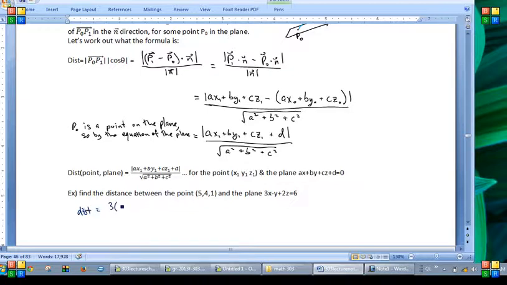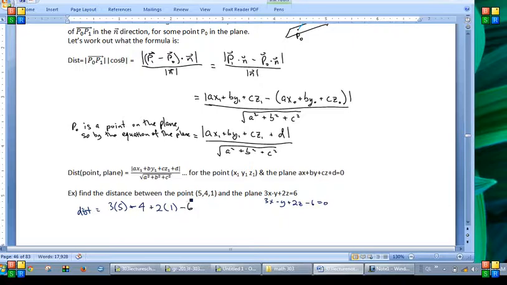So 3 times the x value, minus the y value plus 2z. And then what do we do here? We have to move the 6 over. So we have to realize this is 3x minus y plus 2z minus 6 equals 0.